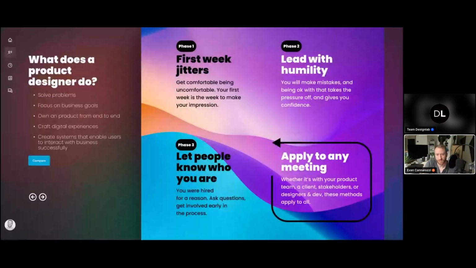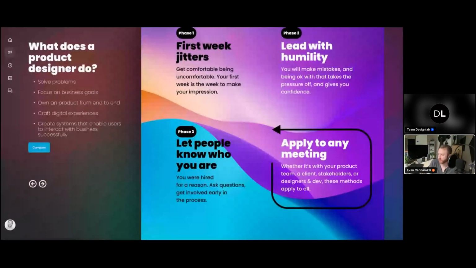Phase three is letting people know who you are. From start to finish, even though I was nervous, I let people know who I was all the time. I would establish a brand for myself. I would go into meetings and say, "Hey, I'm Evan. I'm the product design lead. I'll be supporting the user experience for this product." I was very inquisitive. I asked questions early, and I got involved in the process early enough to let people know who I was.